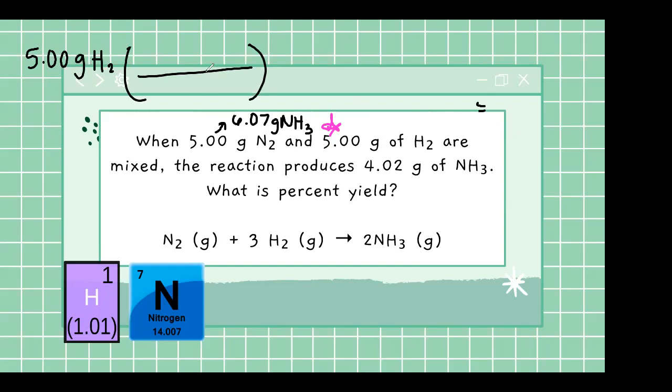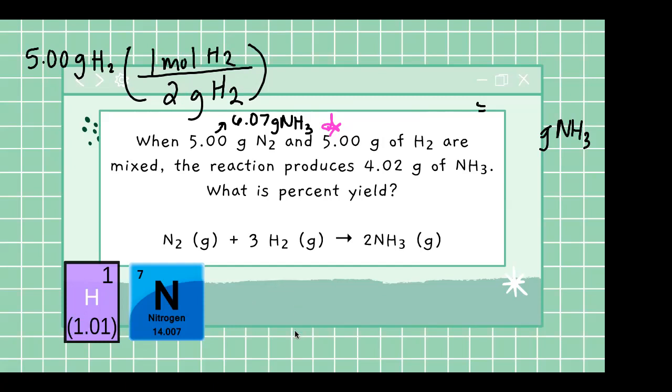Can anyone tell me what conversion factor we have to make this into in order to get grams of NH3? Molar mass. Okay, perfect. So what is the molar mass of H2? 2 grams, perfect, because 1 times 2 equals 2. So 2 grams of H2 per 1 mole of H2.